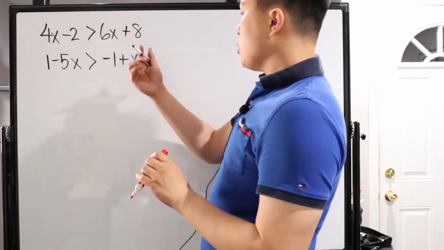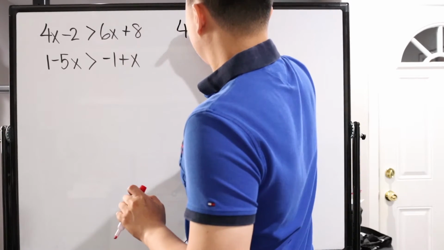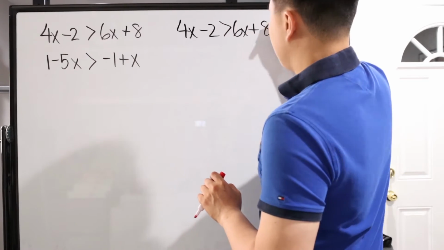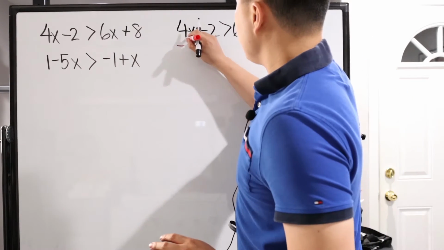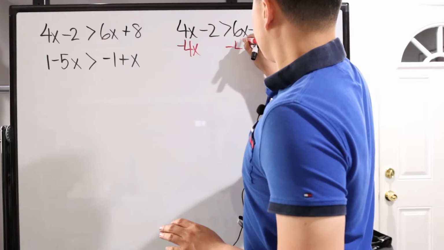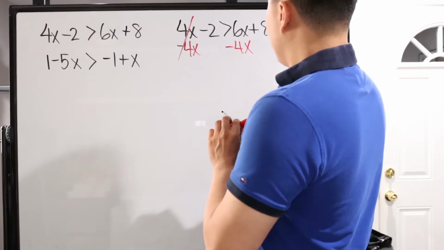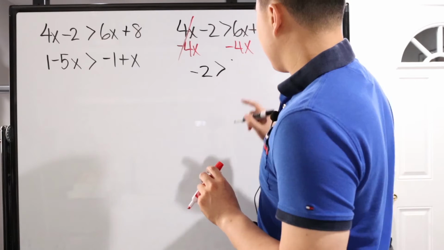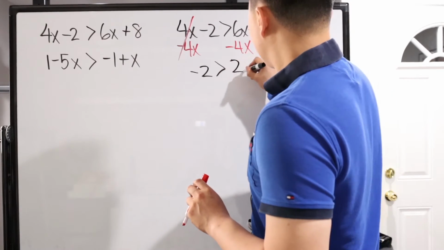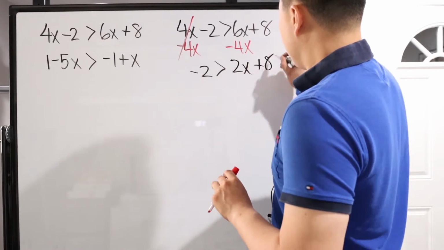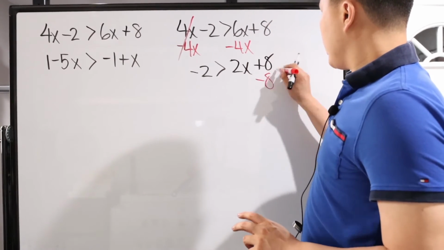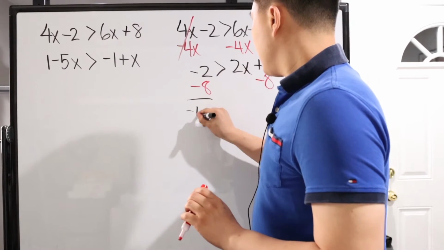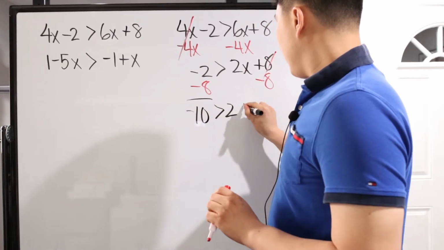So for the first one, we have 4x minus 2 is greater than 6x plus 8. I'm going to subtract 4x here, subtract 4x here. This goes away. So we have minus 2 is greater than, and 6x minus 4x is 2x plus 8. Okay, subtract 8 right here, subtract 8 right here. That's going to give us negative 10 is greater than 2x.